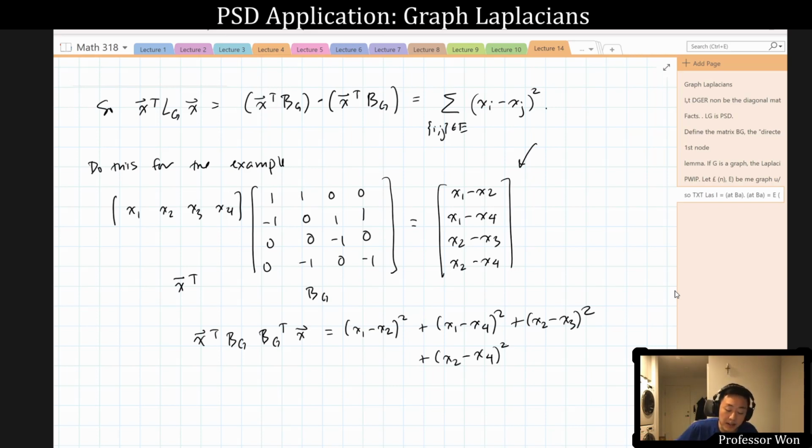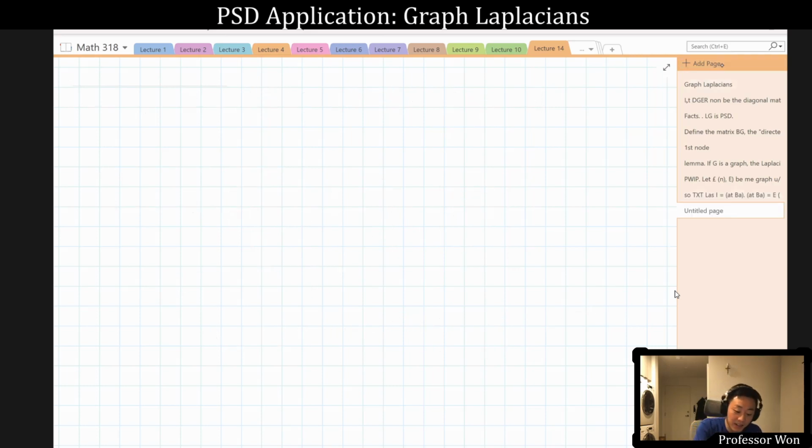Okay, so now that we've set up all this work with the graph Laplacian, let me tell you one of the major uses of the graph Laplacian. It turns out that the graph Laplacian can tell whether or not your graph is connected. So let me just state what connected means.